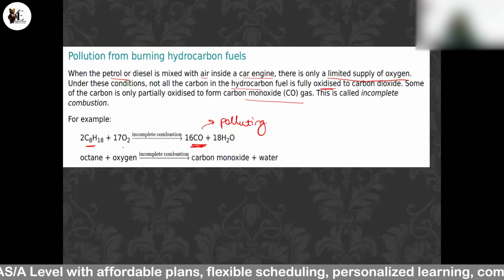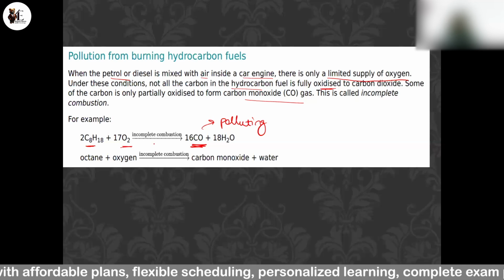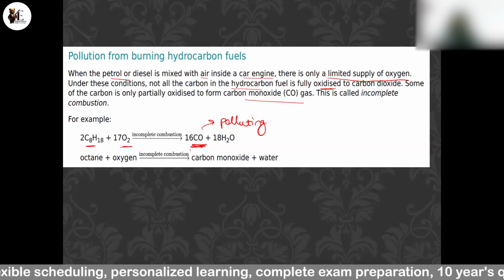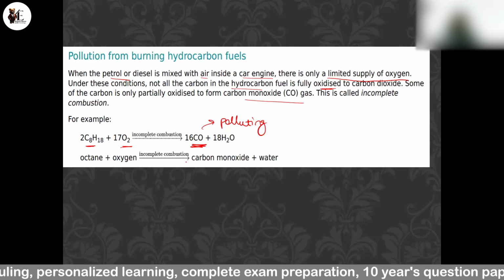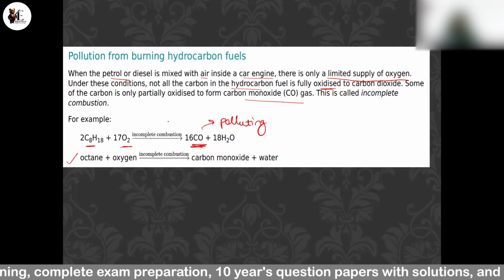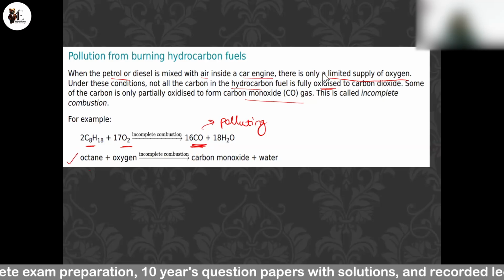This is octane when it reacts with oxygen in incomplete combustion. That means in a limited supply of oxygen, we have carbon monoxide and water. And this is the word equation: octane plus oxygen. In incomplete combustion, we have carbon monoxide and water.